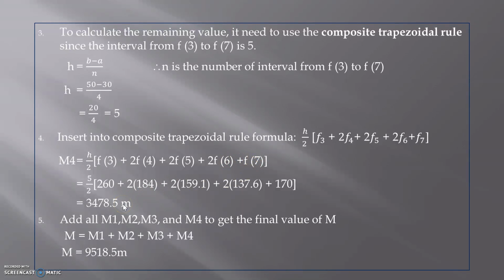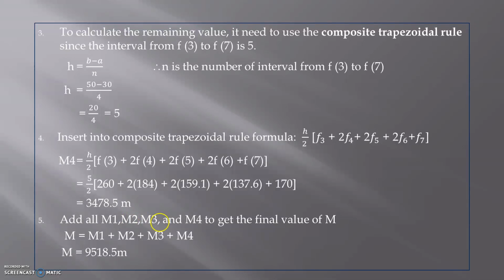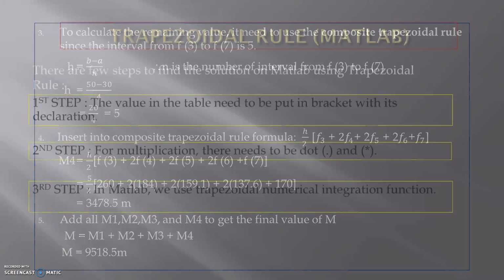So when we get the value of M4, we could find the solution of the problem by summing up all the values of M, which is M1, M2, M3 and M4. Then we could get the final answer for the trapezoidal rule.